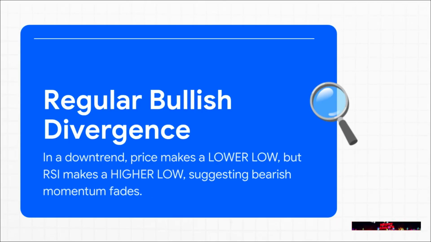Let's look at the bullish version. So, picture a downtrend. The price is just grinding down, it makes a new low, lower than the last one, but when you look down at your RSI, it's actually making a higher low. You see that? Price is down, momentum is up. That's regular bullish divergence, and it's basically screaming that the sellers are getting exhausted. The bottom could be close.